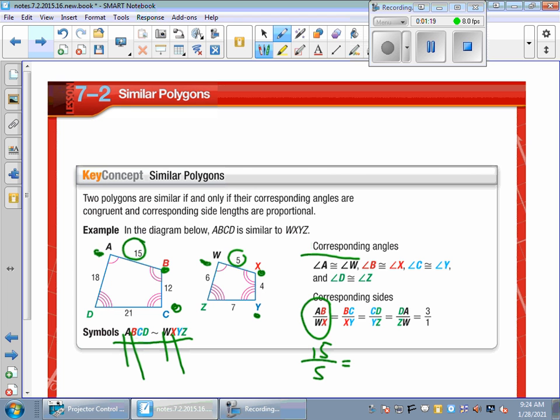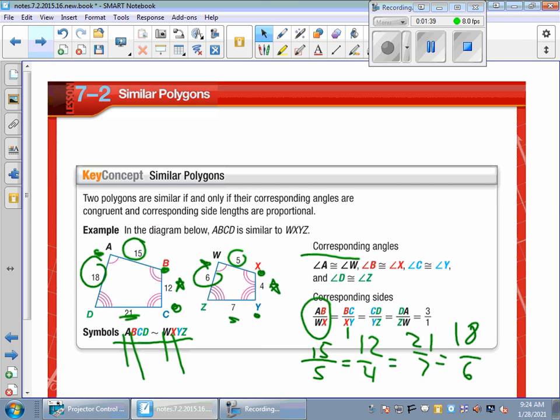Again, this is showing that we have some proportion here. Next one you can see we have BC. Here's BC, and here's XY. So 12 over 4. Okay? And then we have this one right here. We have 21 and 7. And then the last one we have 18 and 6. And as you can see with all of those, they are in proportion.